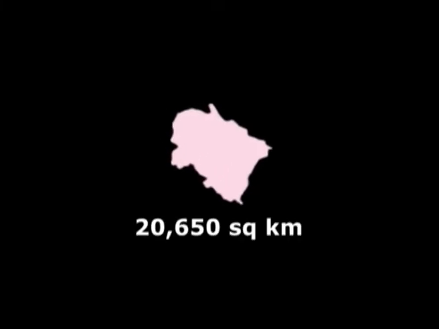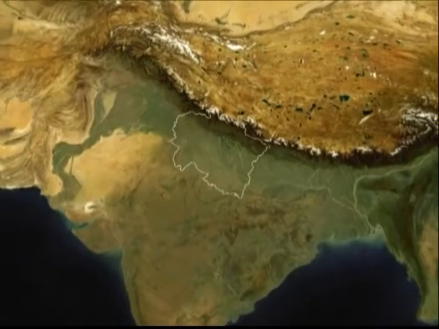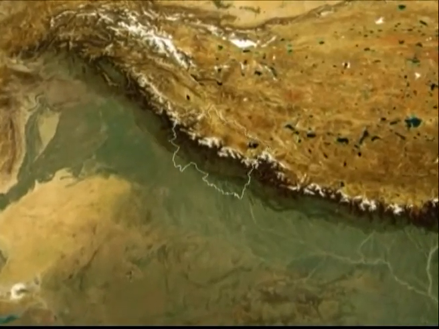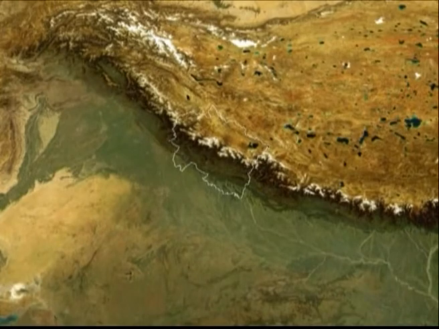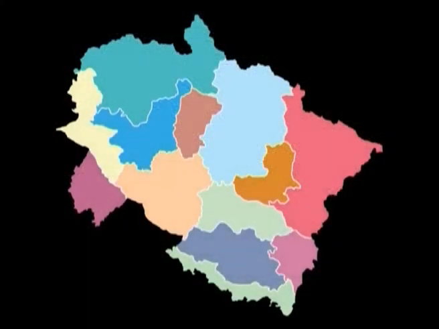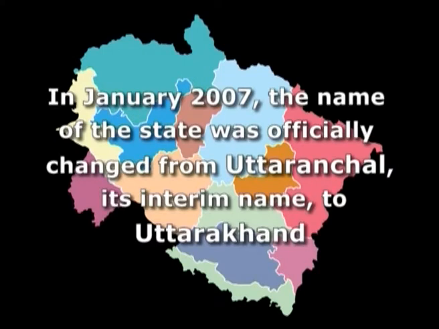Uttarakhand covers an area of 20,650 square kilometers. Located at the foothills of the Himalayan mountain ranges, it is largely a hilly state. In January 2007, the name of the state was officially changed from Uttaranchal, its interim name, to Uttarakhand.